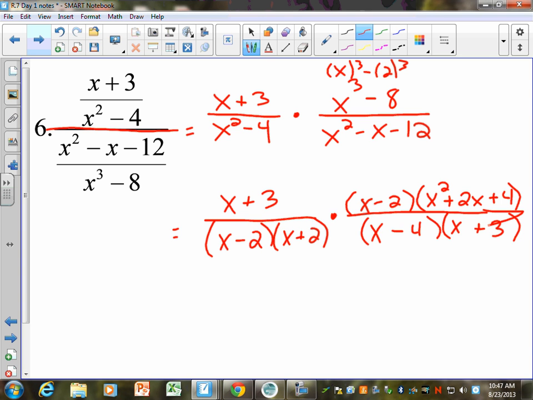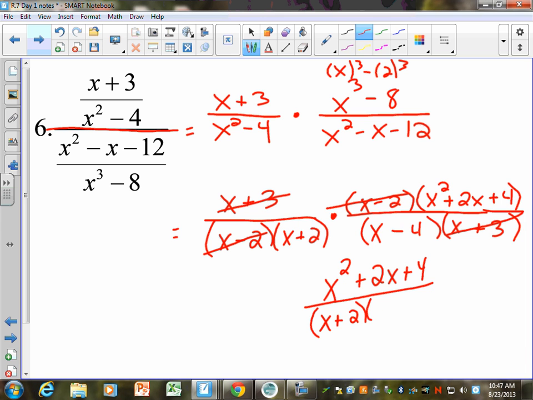So now the x plus 3's cancel and x minus 2 cancels. And on the top, we're just going to write what's left. X squared plus 2x plus 4. That does not factor anymore, so that's why we leave it like that. And on the bottom, I'm going to leave that as x plus 2 and x minus 4. So very repetitive today. Factoring, canceling, multiplying what's left.